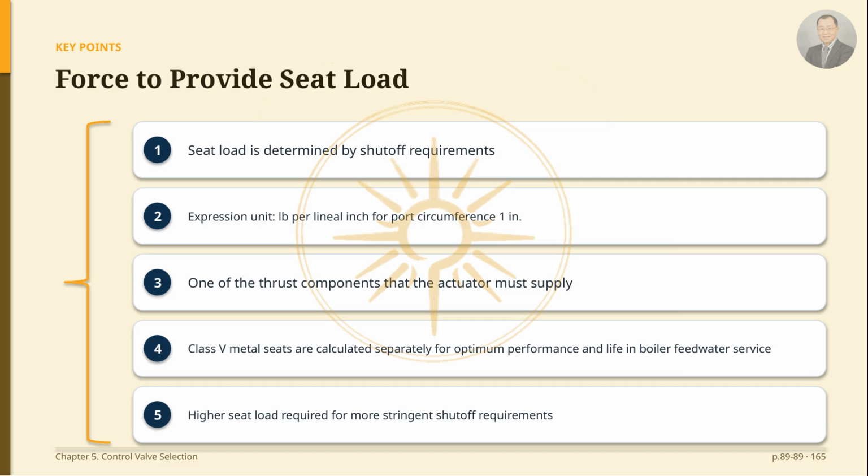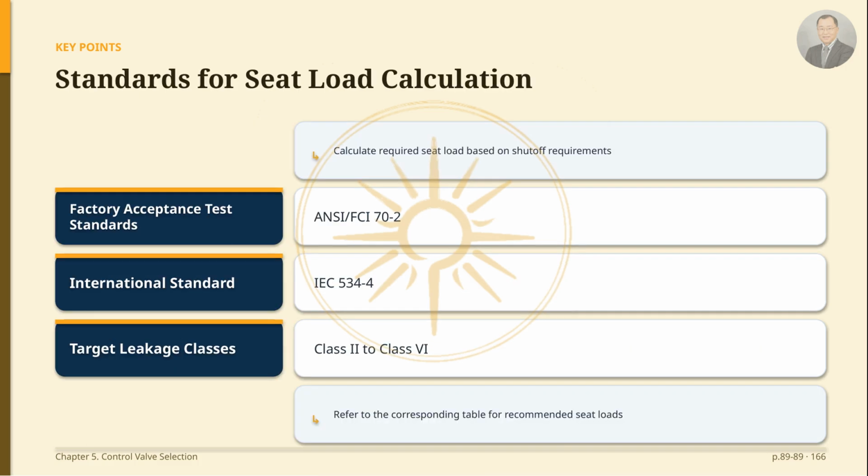I'd like to introduce the force that actually creates the seat load. The seat load is determined by shutoff requirements and is usually expressed as pounds per lineal inch of port circumference. This load is one of several thrust components that the actuator must supply when closing the valve, and a larger value is required as the shutoff requirements become more stringent. In particular, for Class V metal seats, the load is calculated separately to achieve optimum performance and seat life in boiler feedwater service.